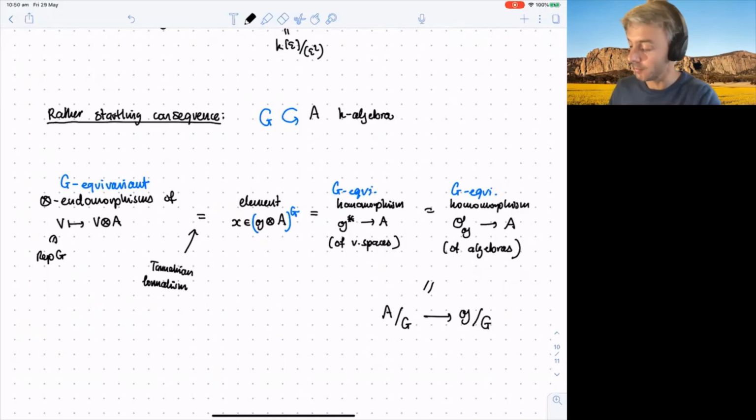So the moral is that to make something live over g mod G, the Lie algebra mod G, it's enough to give a tensor functor from representations together with some endomorphism of this tensor functor. And we'll see more detail on this next time.